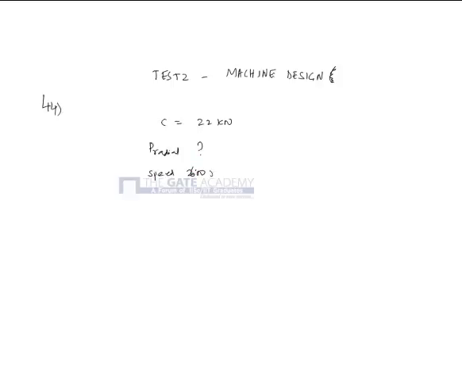600 rpm, and it is run for 2000 hours. So let's see what is the life, the total life in revolutions. It is run only for 2000 hours, so let's see how many revolutions.